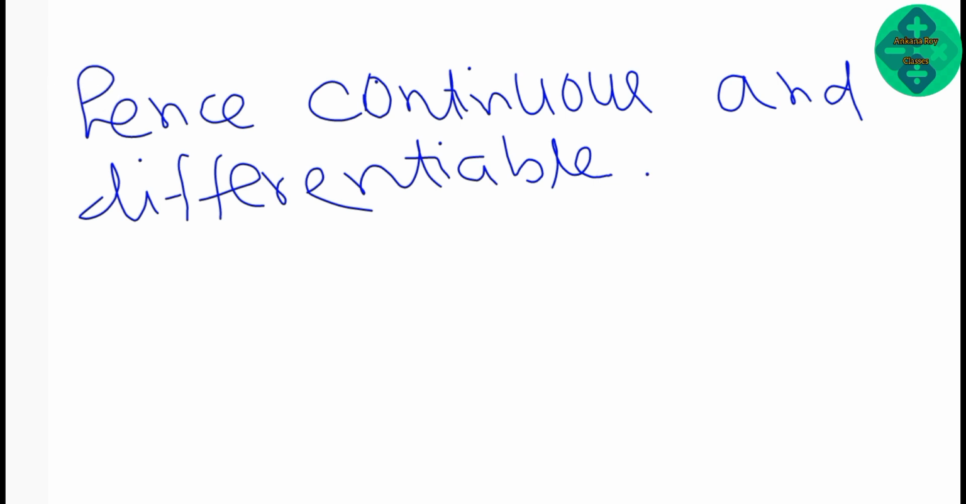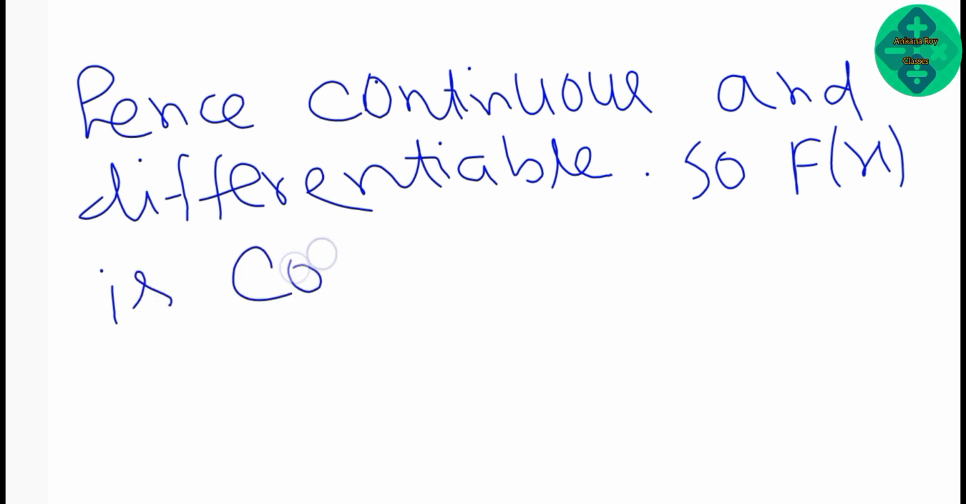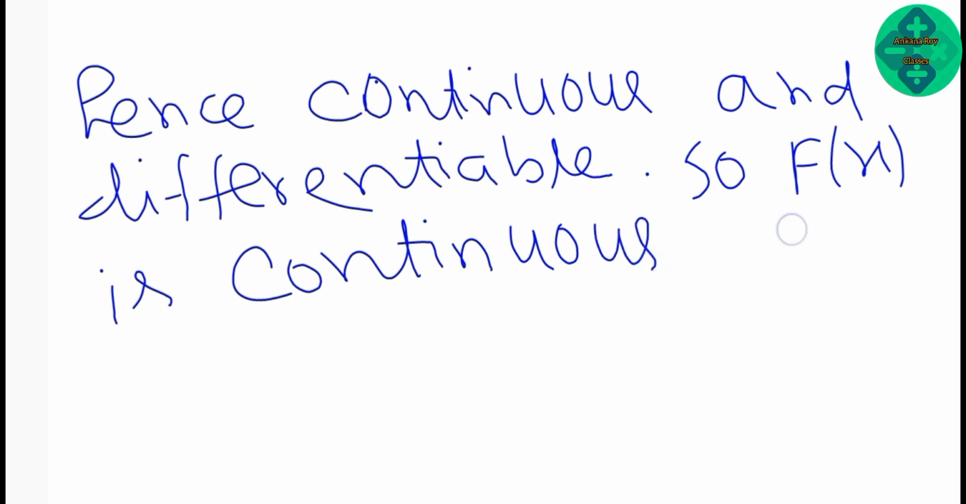Now we know that capital F(x) is equal to small f(x) minus phi_n(x) minus psi(x') into omega(x). Now since small f(x), phi_n(x) and omega(x) are all continuous and differentiable, therefore capital F(x) is also continuous and differentiable.